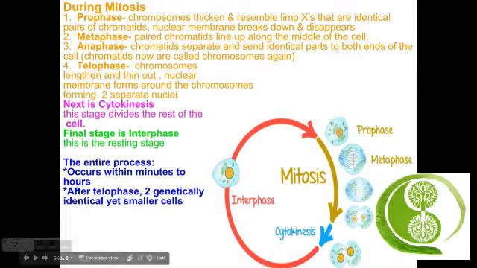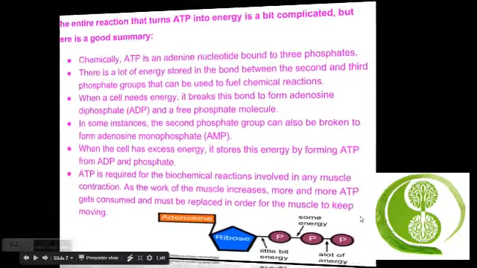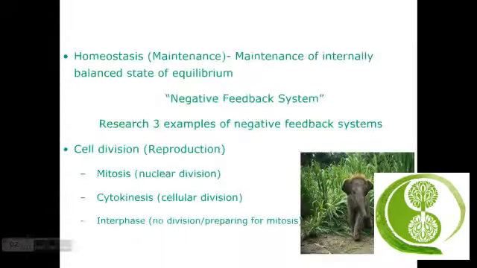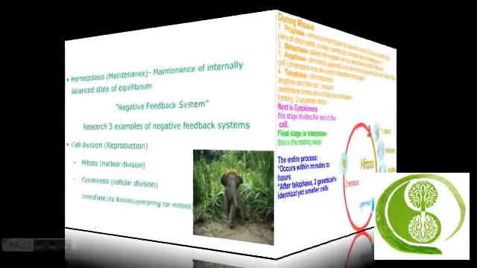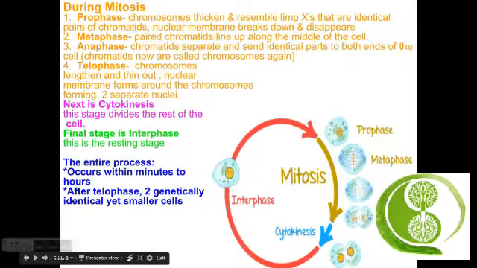Then next you have the telophase. This is where the chromosomes lengthen back out and thin out also. The nuclear membrane forms around those chromosomes again. So you see the nuclear membrane is back, and there's actually 2 of them now because there's 2 nuclei, and that gets the cell ready to go into cytokinesis.